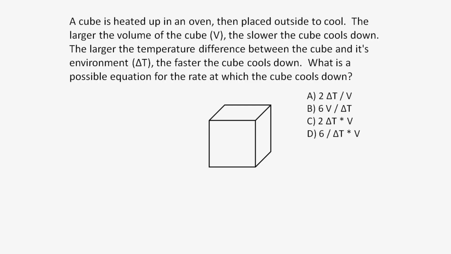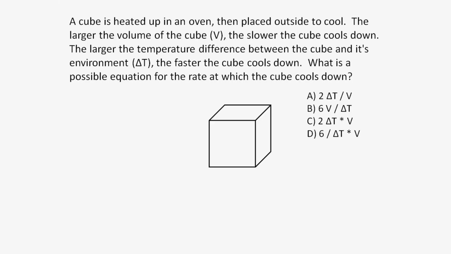A cube is heated up in an oven and then placed outside to cool. The larger the volume of the cube, V, the slower the cube cools down. And the larger the temperature difference between the cube and its environment, delta T, the faster the cube cools down. What is a possible equation for the rate at which the cube cools down?